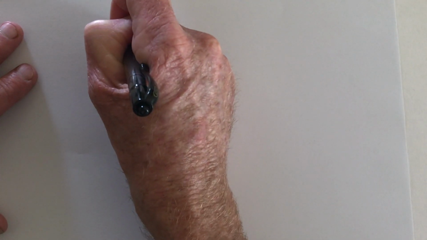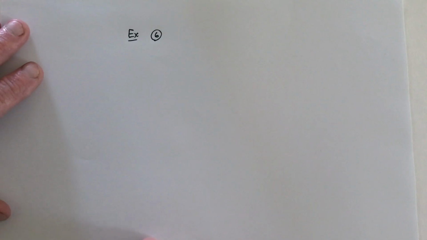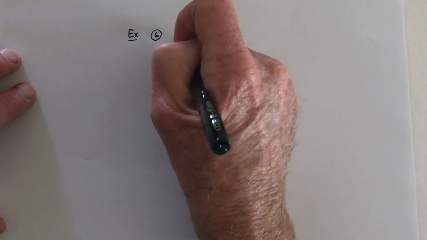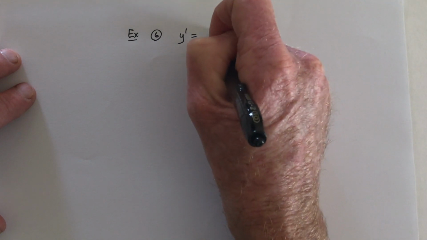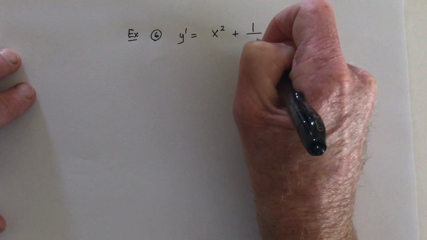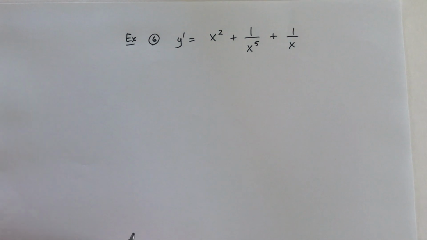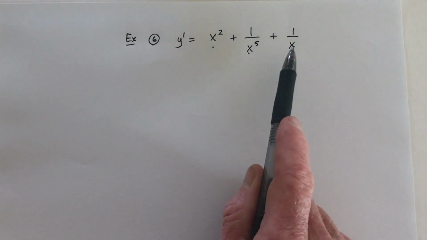So on to number 6, and I'm going to switch back and forth between the two notations because we are going to use the two different notations for the rest of the semester, which is only like 3 more weeks. So for this one, what if it says y prime equals x squared plus 1 over x to the 5 plus 1 over x. So basically we just go one by one and find the antiderivative for each one.